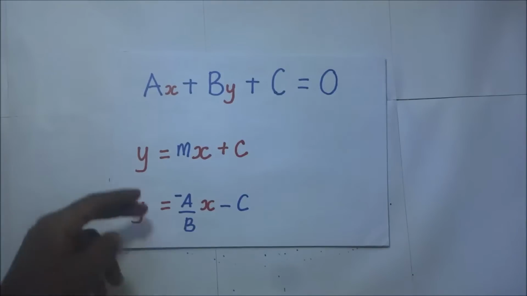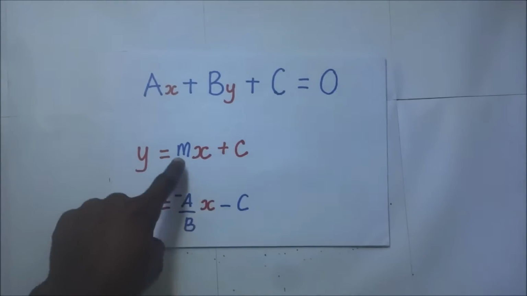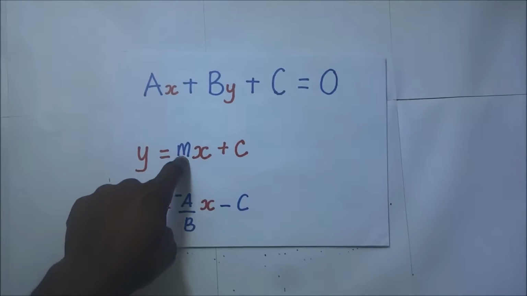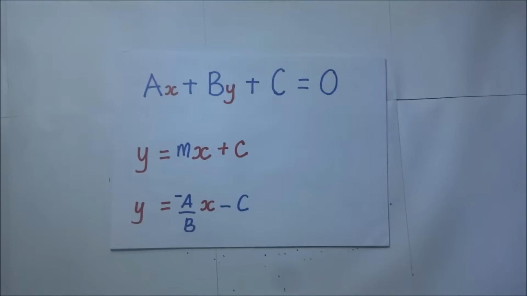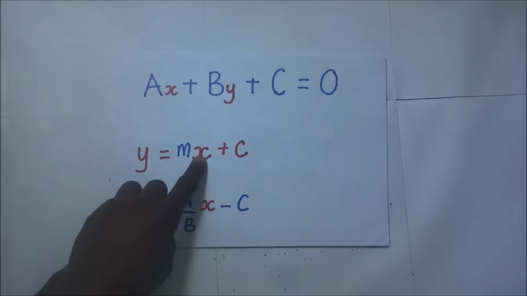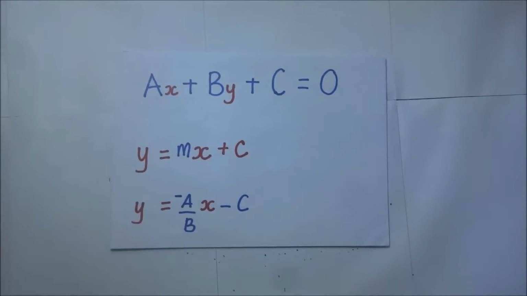Or you can write it in this form: y is equal to mx plus c, where m stands for the gradient of that linear function and c stands for the y-intercept. The other way is more of a straight line equation, an equation of a straight line. And when you're dealing with straight line equations, the highest power of x is always 1, and that is what qualifies it to be a linear function.